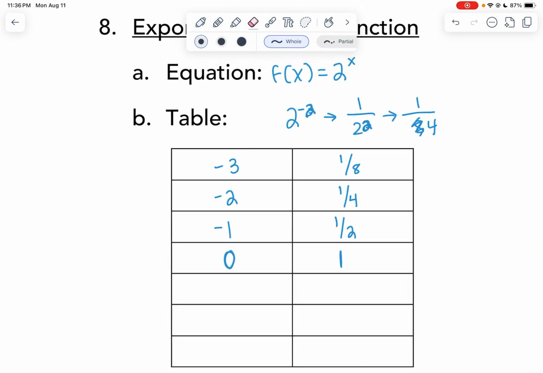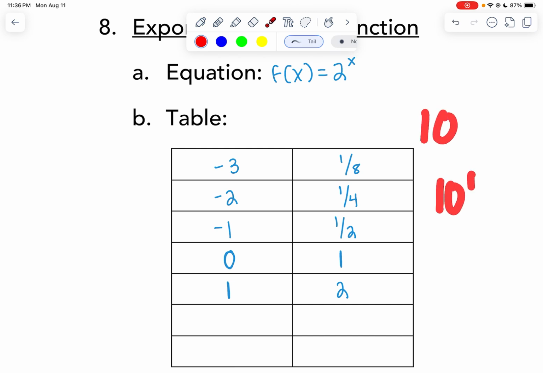So don't forget that any number to the 0 power will be 1, but 2 to the first power will just be itself too. So if I had used a base of 10, 10 to the first power would be 10, but 10 to the 0 power would be 1. So just something to keep in mind. And then 2 and 3 you could probably figure out.